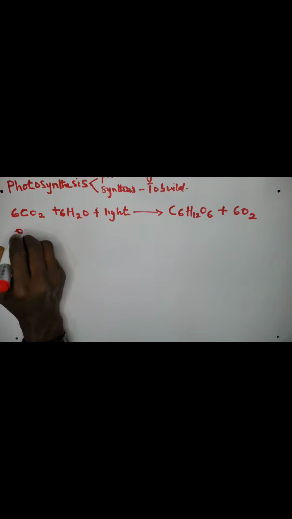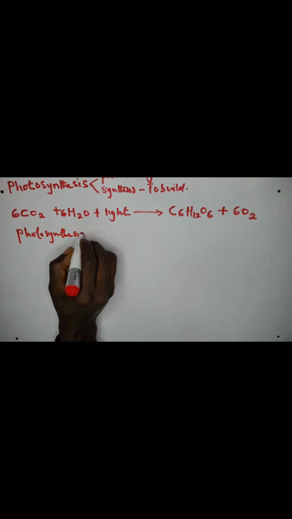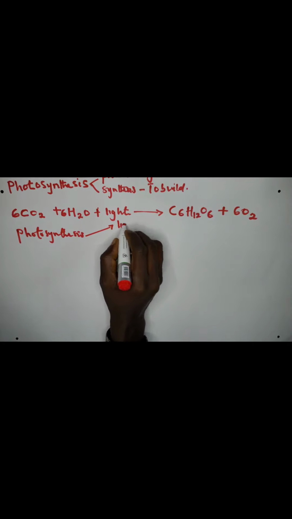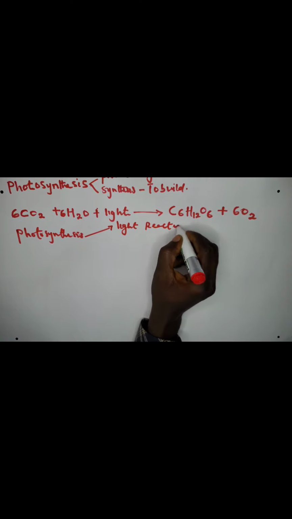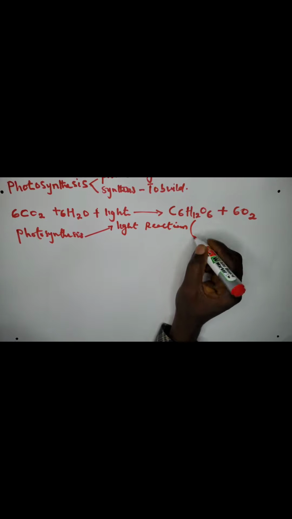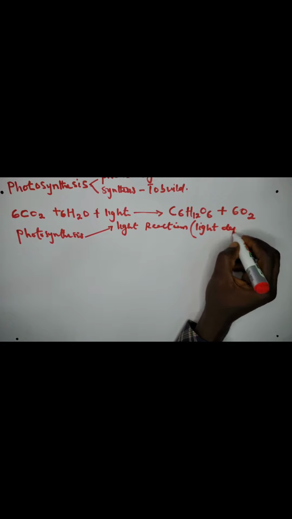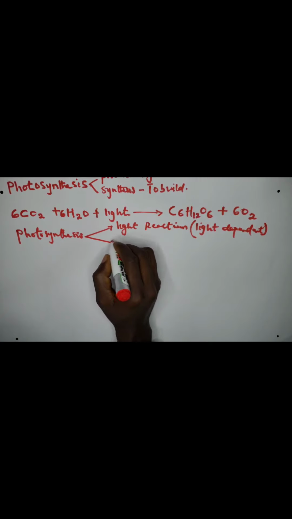Now, we can say photosynthesis, for better understanding, takes place in 2 stages. Number 1, we call it the light reaction. But it is more appropriate to call it the light dependent stage, because everything in the light reaction depends on the availability of light. Without light, that particular stage cannot take place.